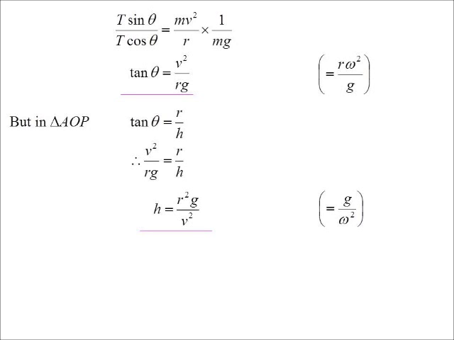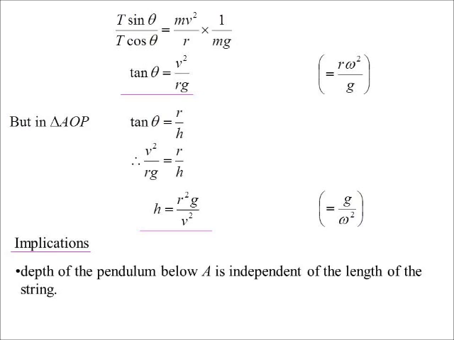And it's inversely proportional to omega squared. And that's why when I sped it up, it rose. Because the faster the angular velocity went, the smaller the height of the cone. And slow it down, it would drop down. So there's some of the implications that then comes out. So the depth of the pendulum below A is totally independent of the length of the string. Other than, of course, it couldn't go further down than the actual length of the string because it's attached to it.